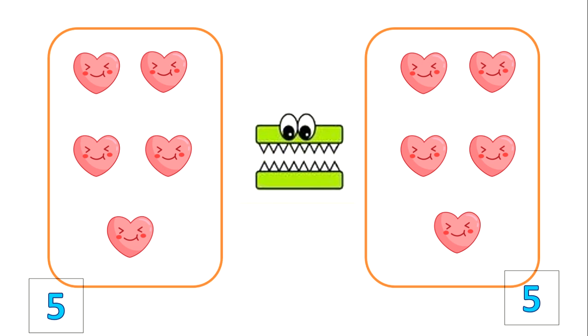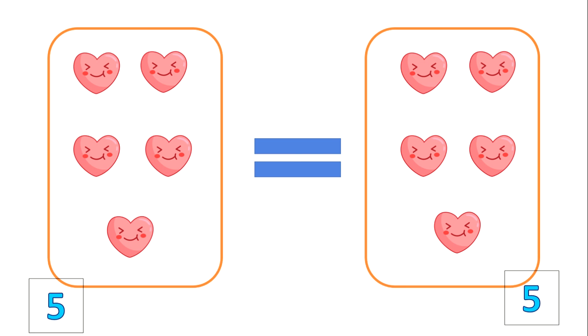So remember that sometimes the gator doesn't know where to go. When the gator doesn't know where to go is when the sets are equal. It's looking at you like, I don't know which one to eat. So these two have to be the same. That's when you see your equal sign.